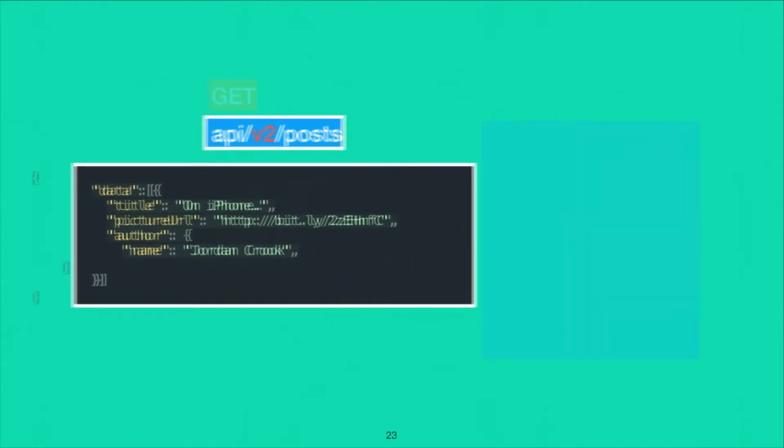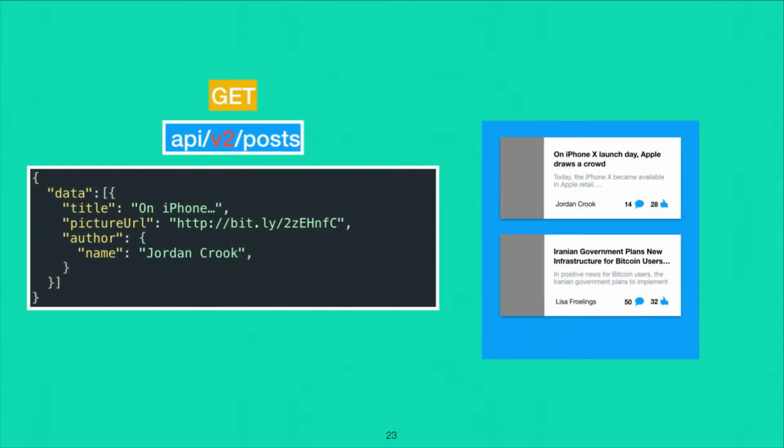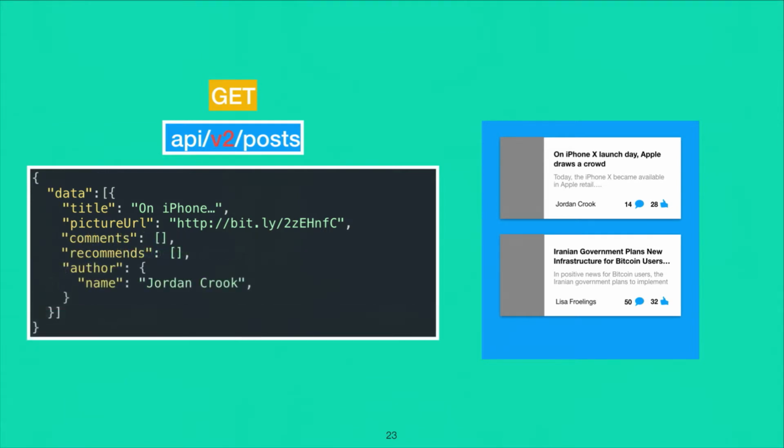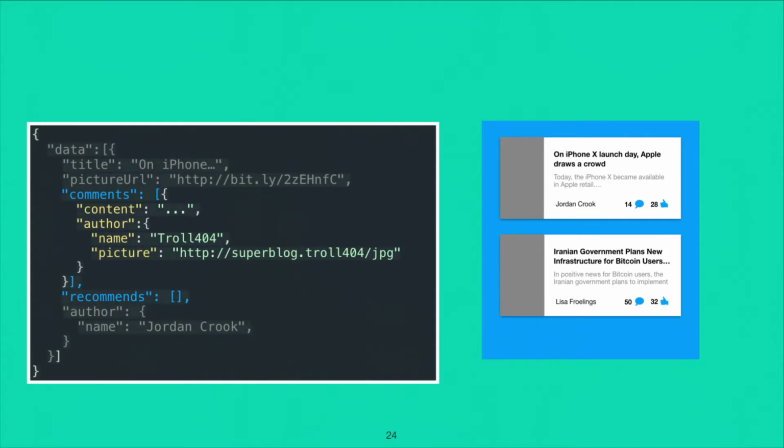All right, that's cool. Now we keep building, and there is a new requirement. We want to display comments in our post. Every post has comments, or at least a list. So we want to display the number of comments for every post in our list. But we need to think carefully here. We can't just go and take bold decisions. Comments is a key on our object, and comments is an array of objects, with a content, an author, a name, and a picture, right?